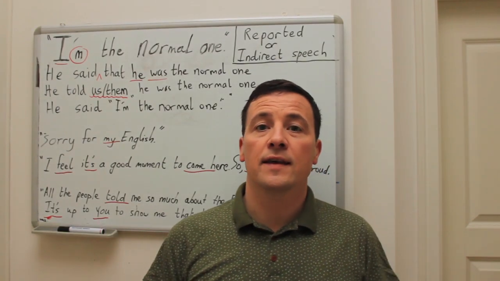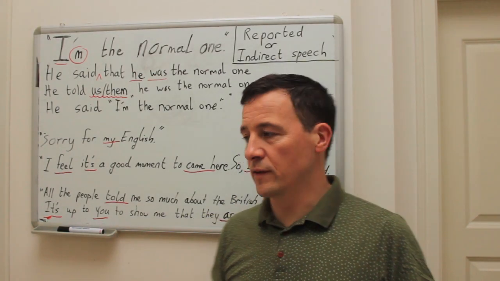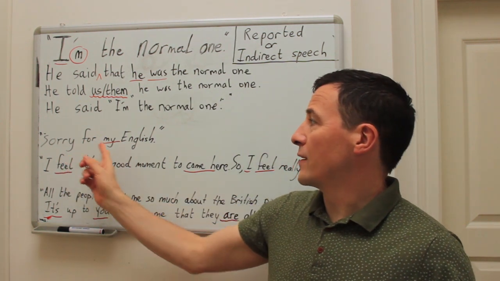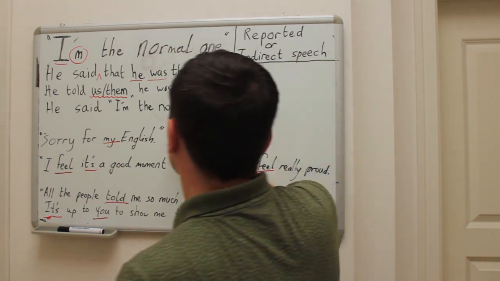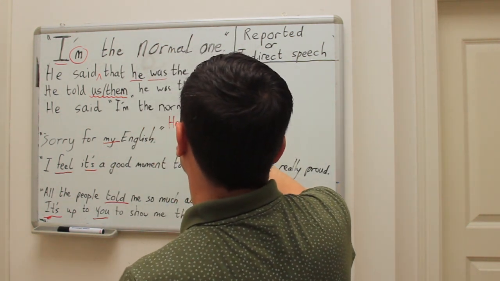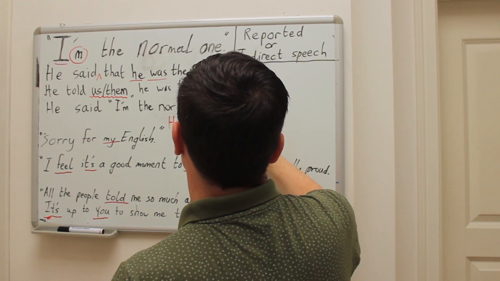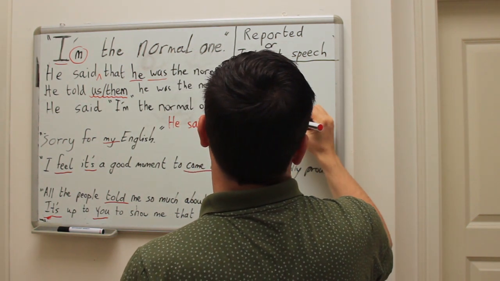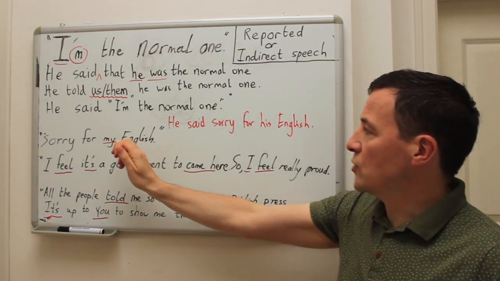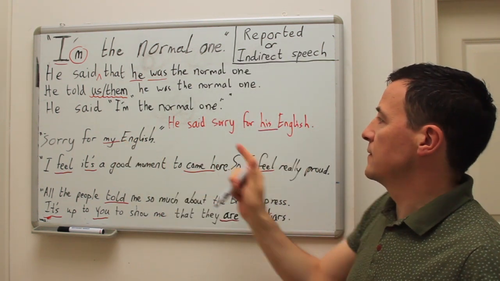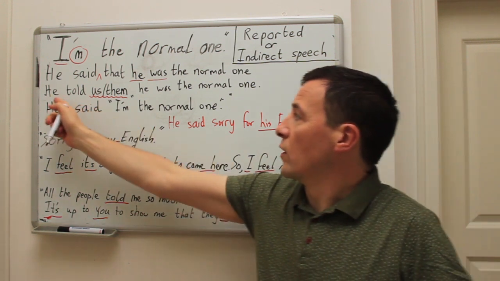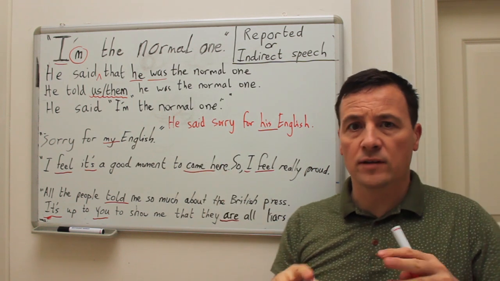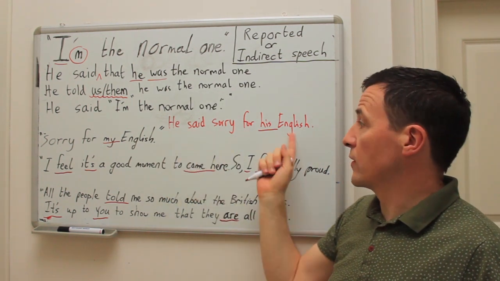So let's look at these sentences in reported speech. In the first one, you would say, he said sorry for his English. So in this case you change my to his. He said sorry for his English, or he told them sorry for his English, although this sounds in this context a bit more natural: he said sorry for his English.